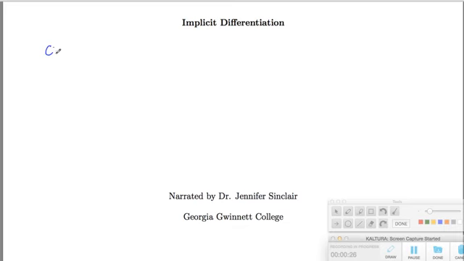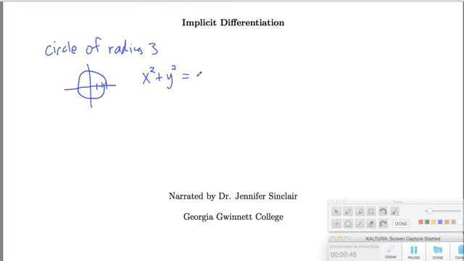So, for example, if you had the circle of radius 3, it has the equation x squared plus y squared equals 3 squared. And if you took that and tried to solve for y, you wouldn't really be able to without having to consider the function in pieces. So for example, x squared plus y squared equals 9.